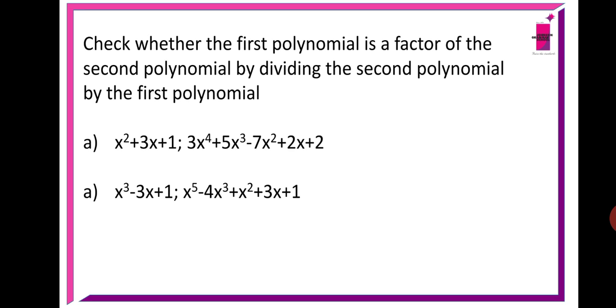Similarly, you can check some of the problems: check whether the first polynomial is a factor of the second polynomial by dividing the second polynomial by the first polynomial. If you get 0 as a remainder, then it is a factor. If you don't get 0 as a remainder, then it is not a factor.